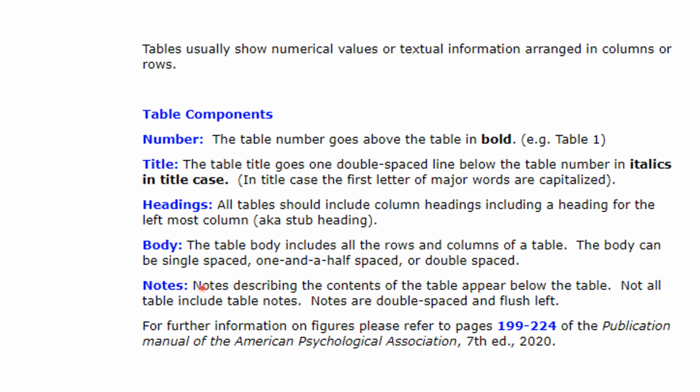This one is just an additional component in creating an APA 7th edition style table. The purpose of notes is to simply describe further the contents of the table. It can also be something that would tell the readers about the source where you got the original table from. If you want to read more information about these, you may refer to pages 199 to 224 of the manual.